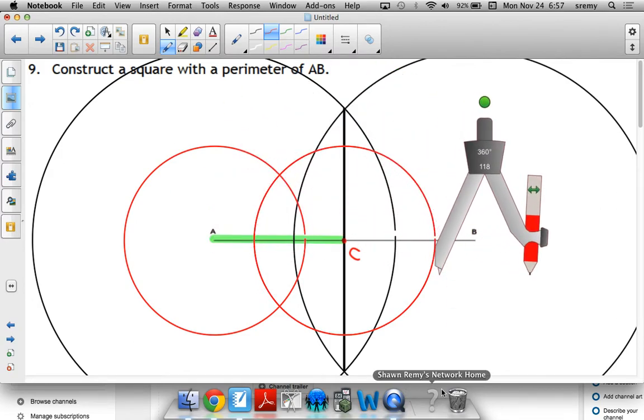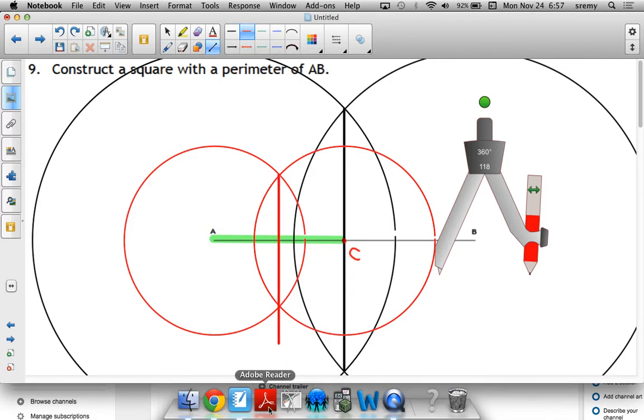Got some openings, but that's the board's fault. Okay. Now, let's put another label in here. This point here, let's call it D. AD is 1/4 of AB. Now I want a square that has those side lengths.